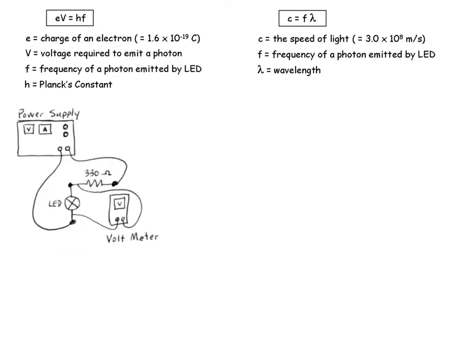The circuit that we need is shown by this diagram. We need two components. We need an LED and a small resistor in series with it. We need a variable power supply that we can change the voltage to, and then we'll also need a voltmeter to measure the voltage across the LED.